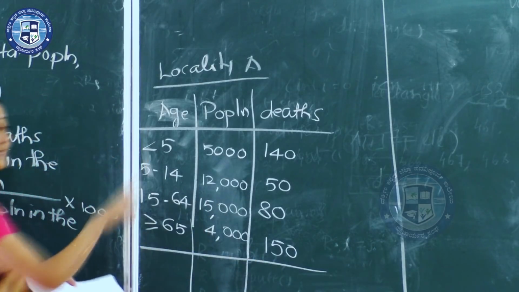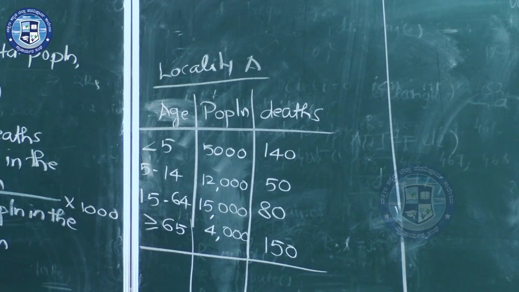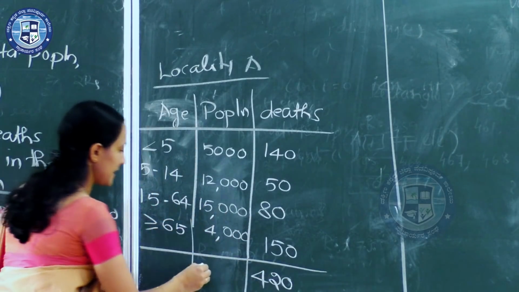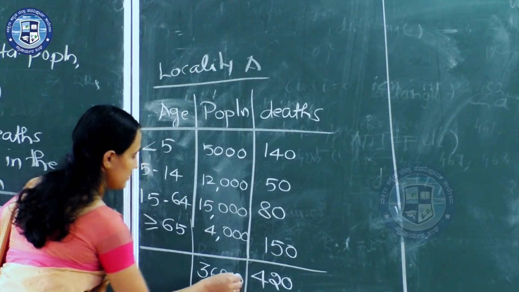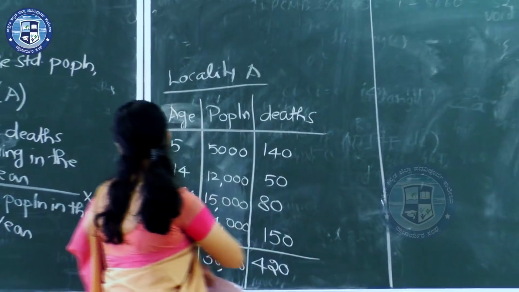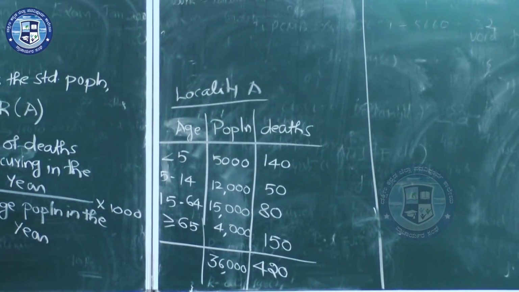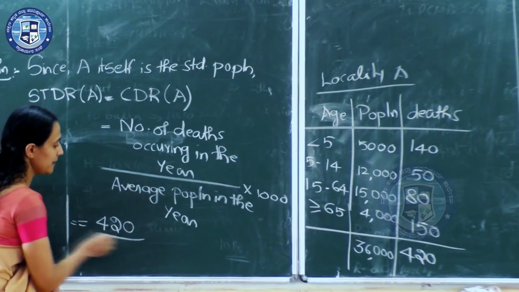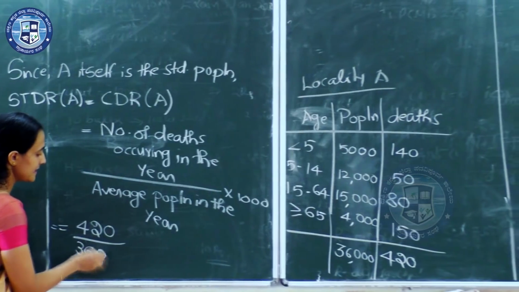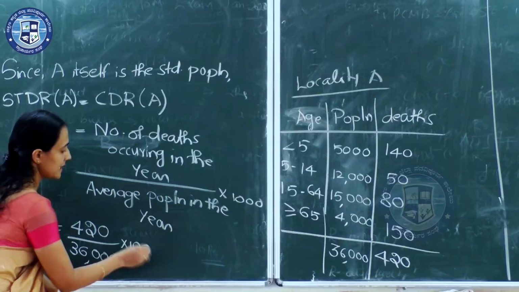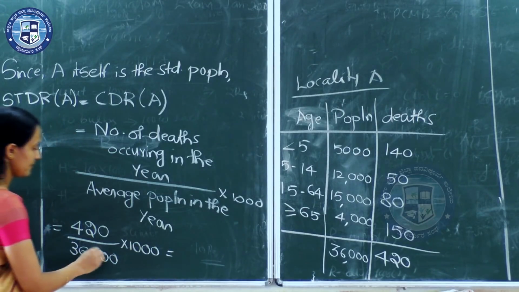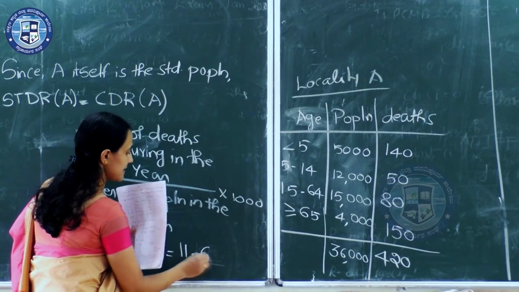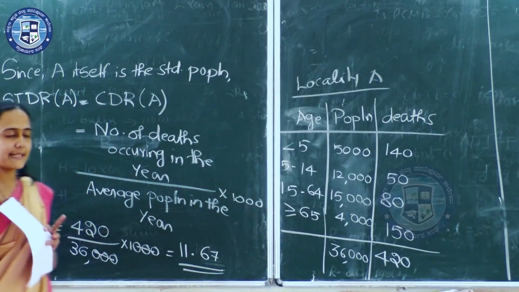So we need the population total and deaths total for finding CDR. The deaths total is 420 and the population total is 36,000. So the number of deaths occurring in the year is 420, divided by the average population 36,000, into 1000. The answer is 11.67. This is the STDR of A.